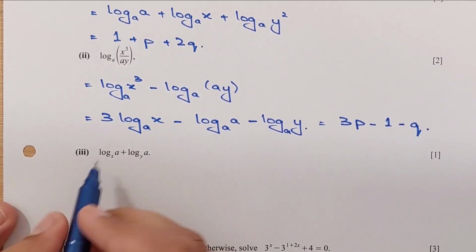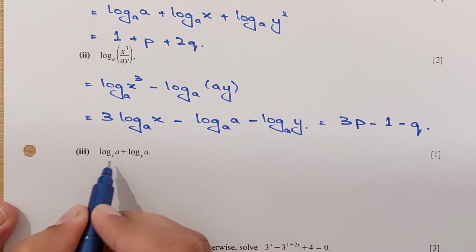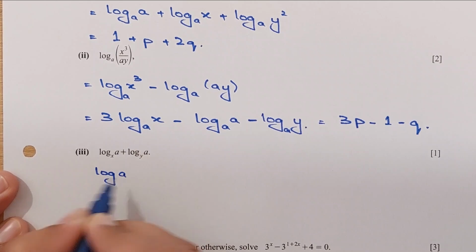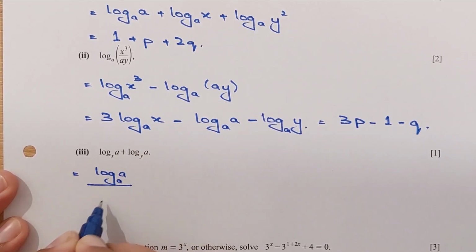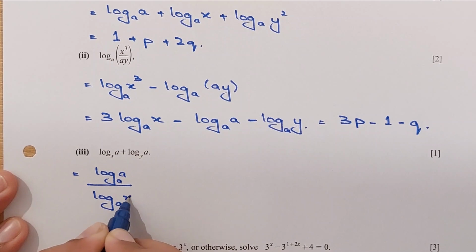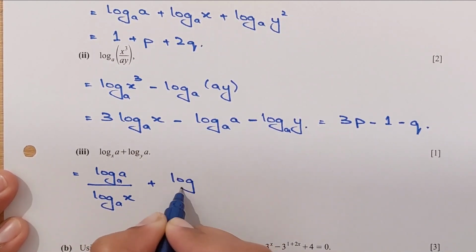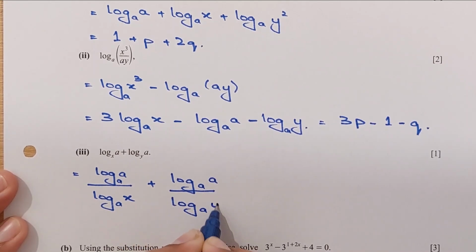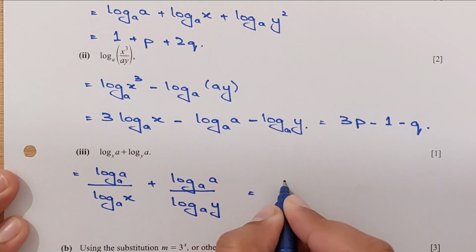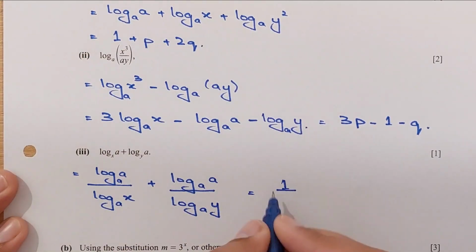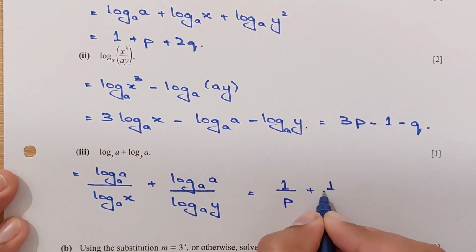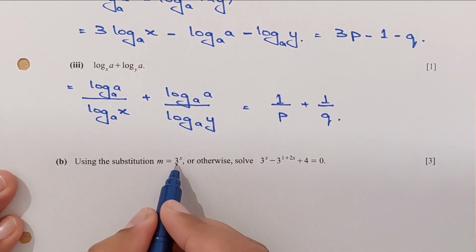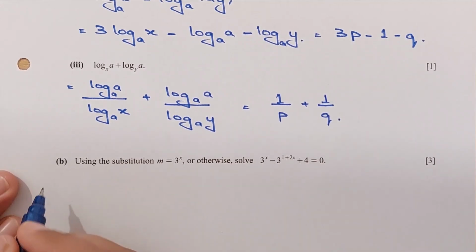Now for part 3, we have log A. Using the change of base formula here, log base A of A over log base A of X plus log base A of A over log base A of Y, right? So this is just 1 over P plus 1 over Q, right? Now for part B, use a substitution m equals 3 exponent x or otherwise solve this equation, right?